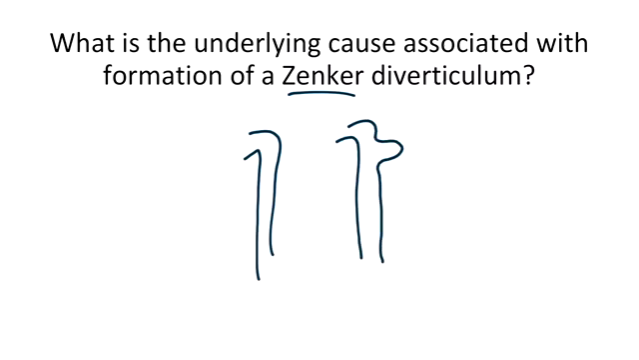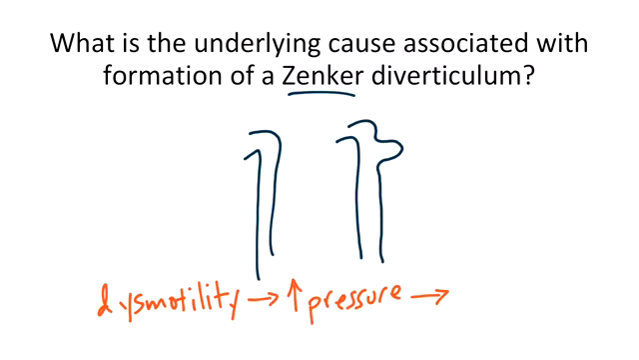In a Zenker diverticulum, the pharyngeal muscles have difficulty relaxing and are also spastic. This motor abnormality results in increased intraluminal pressure within the pharynx, causing herniation of the pharyngeal mucosa, resulting in a diverticulum. So dysmotility causes increased pressure, which results in mucosal herniation. Patients with the Zenker diverticulum will often complain of difficulty swallowing because food can get caught in the pouch and then rot, which results in bad breath, or halitosis.